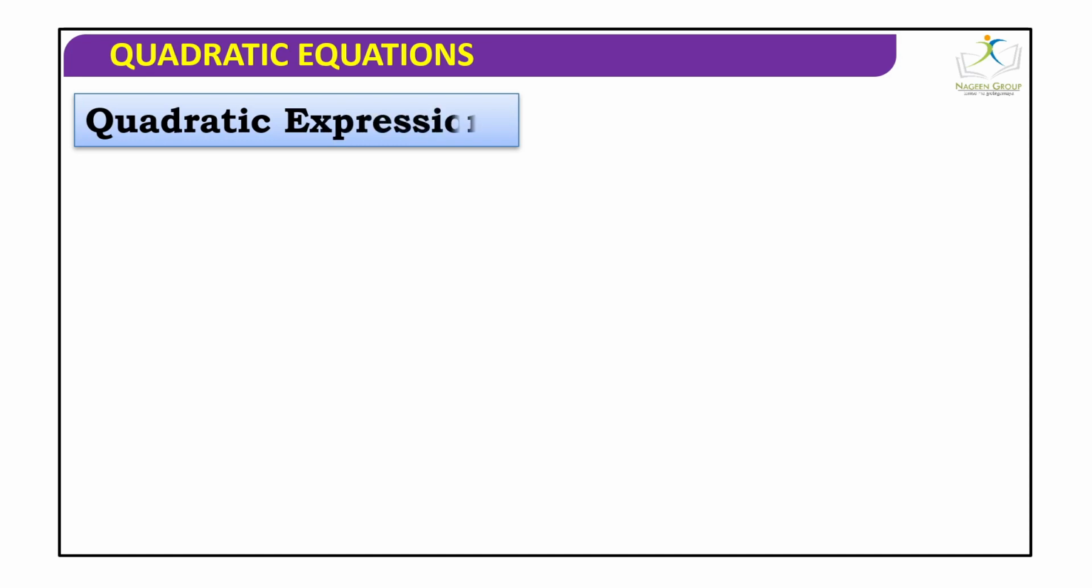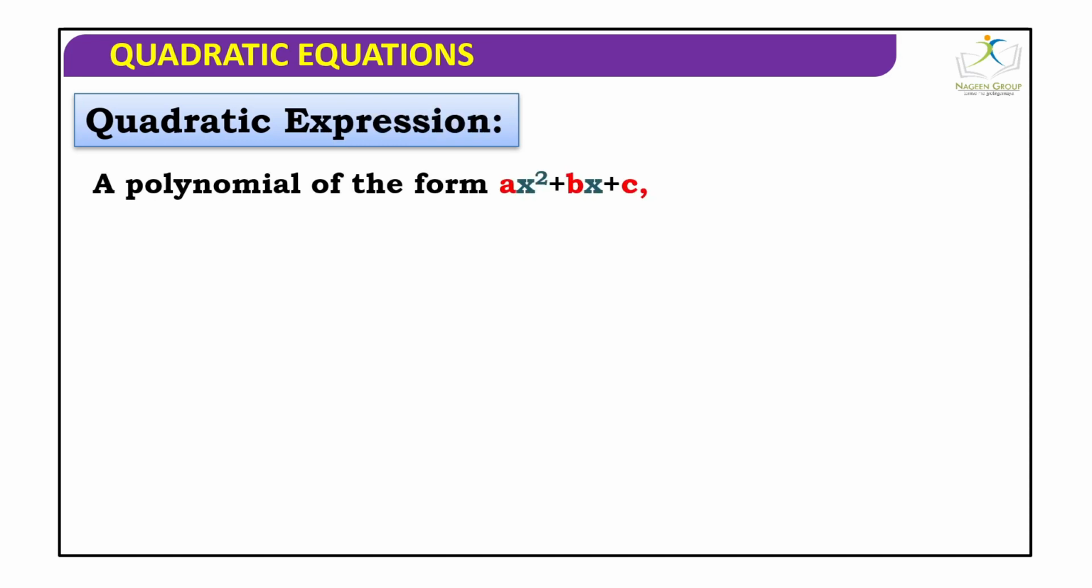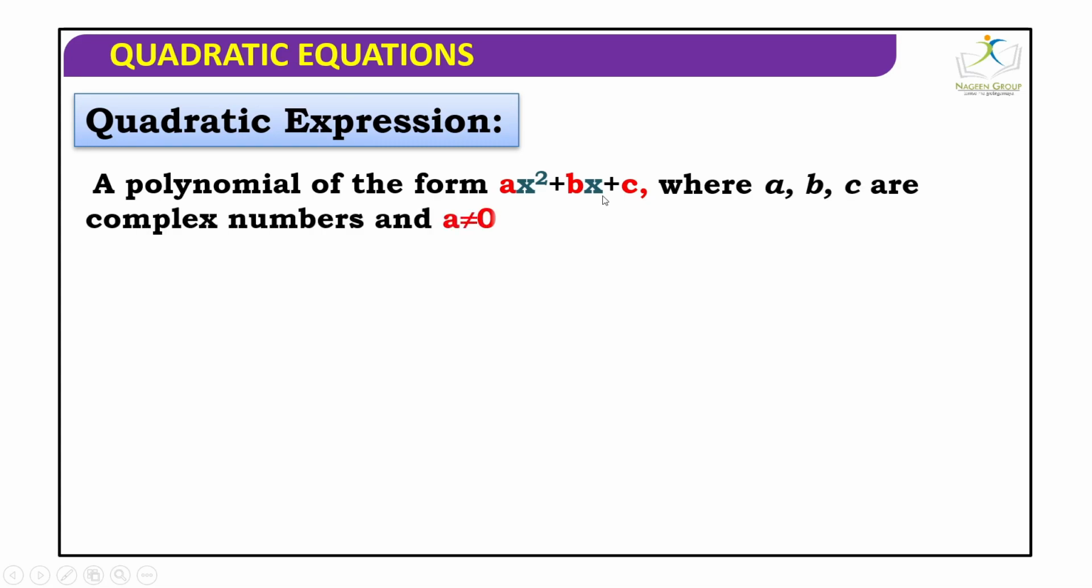Here, quadratic expression, what do you mean by that? A quadratic expression, we will say that it is a polynomial, right? What do you mean by polynomial? An expression with a number of terms. But here, in this polynomial, we consider that it should be of the form ax square plus bx plus c, where a, b, c are complex numbers and a is not equal to 0.